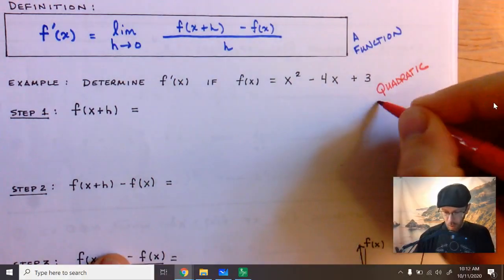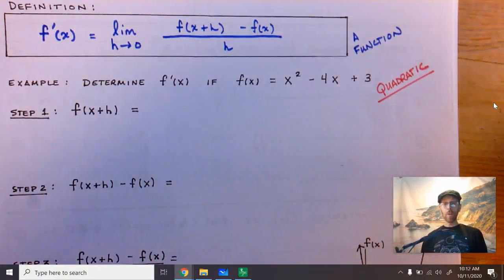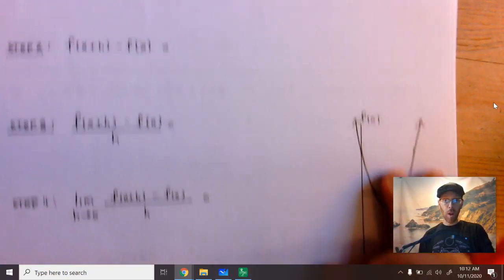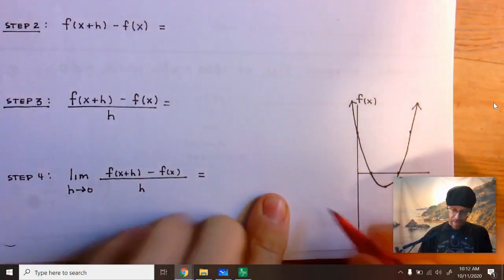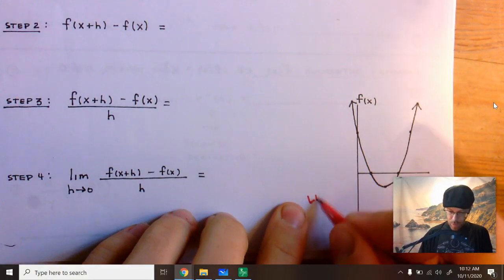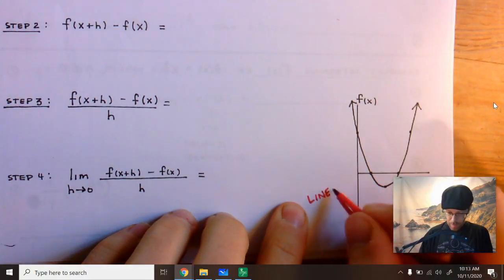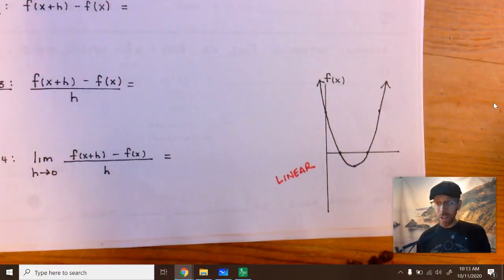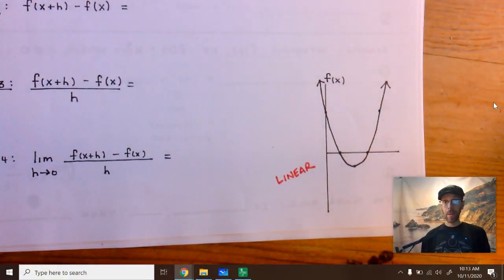And if this is a quadratic, that means it has a degree of 2. And we know that when we get the derivative equation, when we're all done here at the end, the derivative is going to have to be linear. In fact, if I asked you to draw a picture of the derivative, you could probably do that, right?